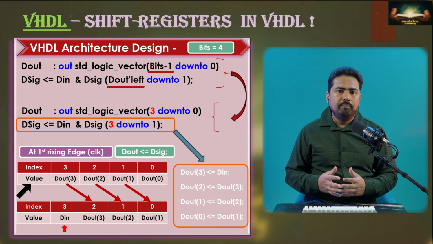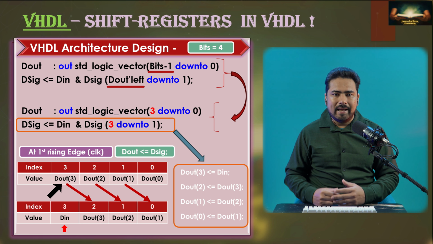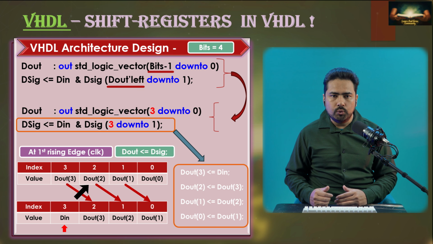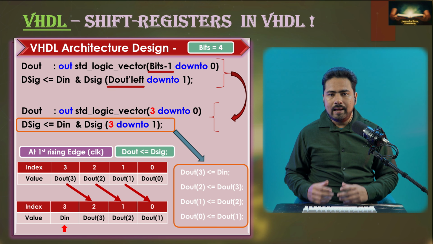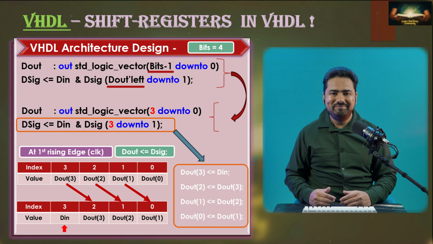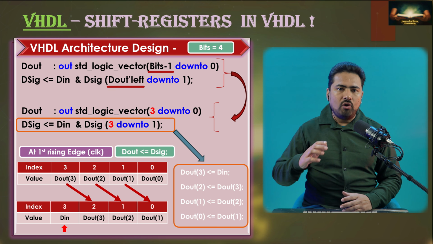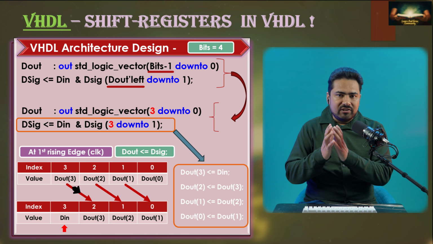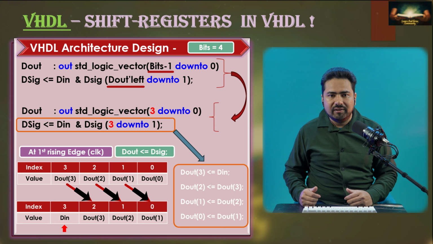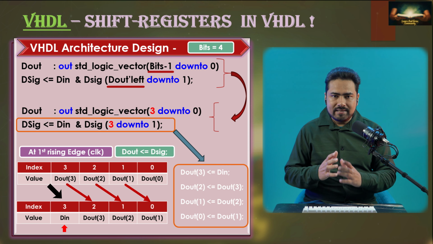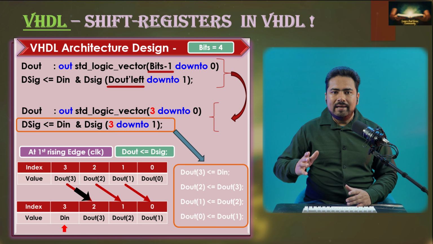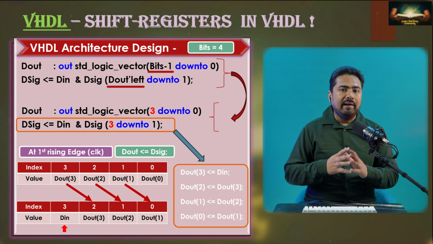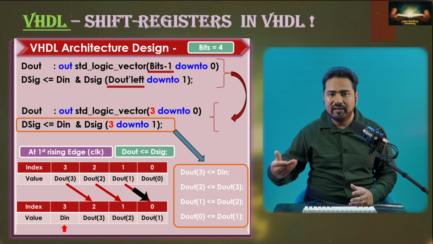Now look at this table. We start from the leftmost index. So index 3 is D out 3. Index 2 is D out 2. Index 1 is D out 1. And index 0 is D out 0. And when there is the first rising edge of the clock signal, we insert D in at the third index and shift all the indexes by 1. Meaning D out 3 gets D in, D out 2 gets D out 3, D out 1 gets D out 2, and D out 0 gets D out 1.